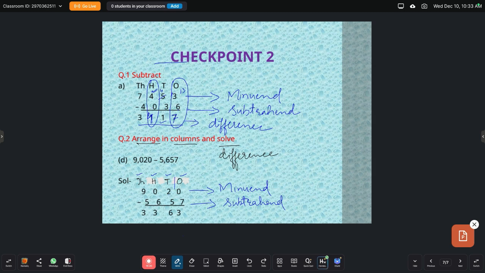So let us start with the ones column. In the ones column, we have 0 as minuend and 7 as subtrahend. So we cannot subtract 7 from 0. We need to borrow from the next column. In the tens column, we have 2. We will borrow 1 from this 2. This 2 remains only 1 and it gives 1 to this, and this becomes 10. Fine. So 10 minus 7 is 3.